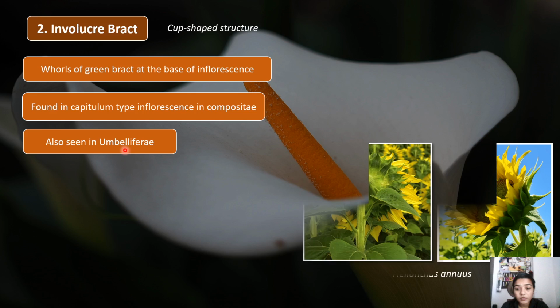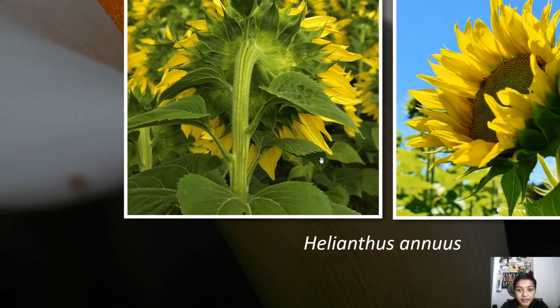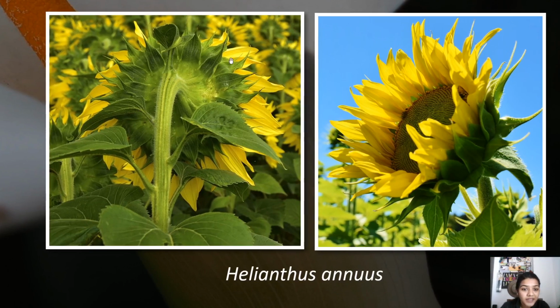So let us understand this with the example of this plant, the sunflower, which is called Helianthus annuus, right. So see, you can see the back side of this flower. Okay, let me just zoom it. Yeah, so if you see the back side of this flower, you can see many leafy green structures present, right. So we can say that one structure here is the calyx, right. One structure here is the involucre bract, right.